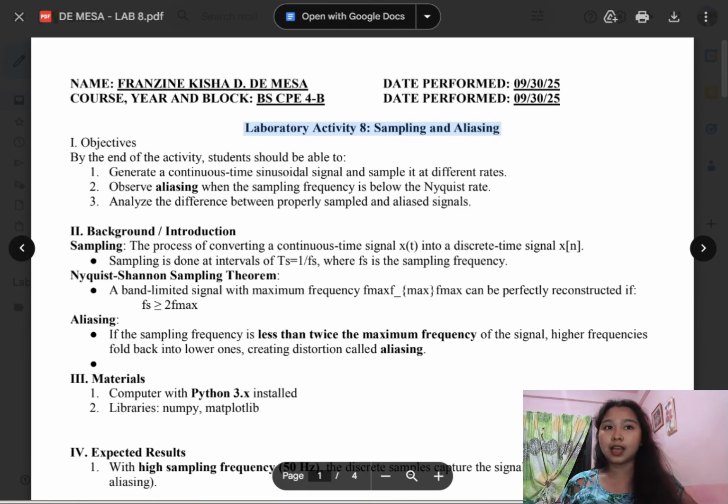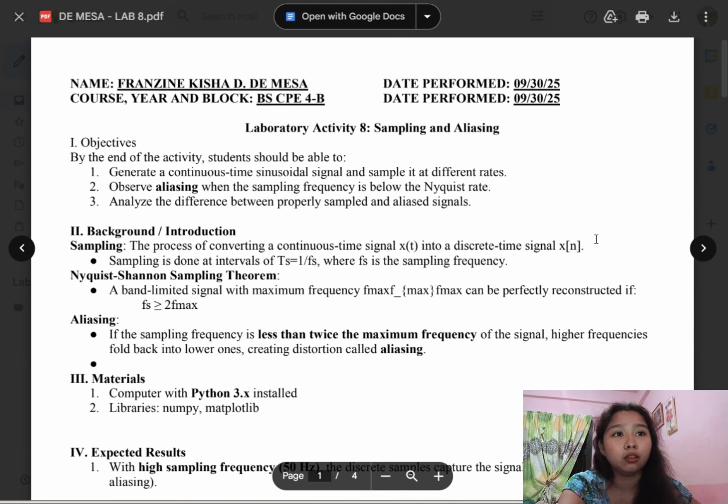which is the sampling and the aliasing under the digital signal processing. In this laboratory experiment, we explored how a continuous signal behaves when sampled at different rates and how aliasing occurs when the sampling frequency is too low. The main goal of this activity is to understand the Nyquist-Shannon sampling theorem and see how it affects the accuracy of digital signal representation.